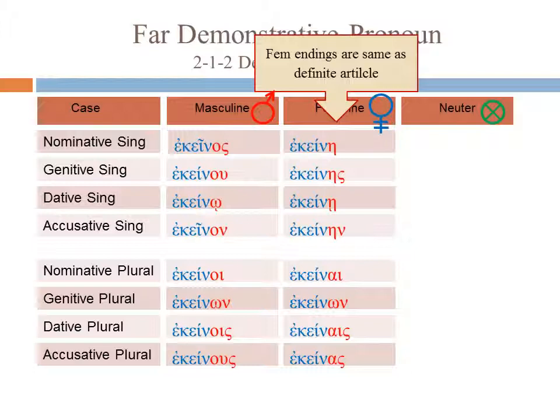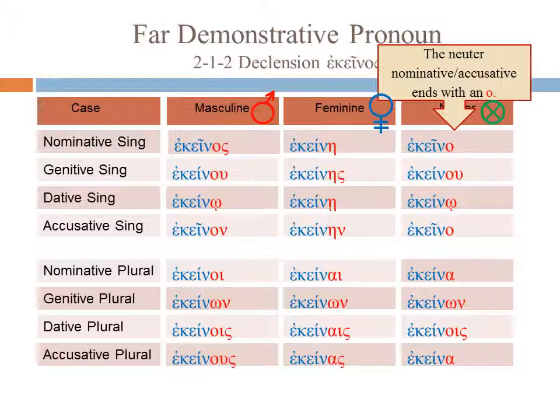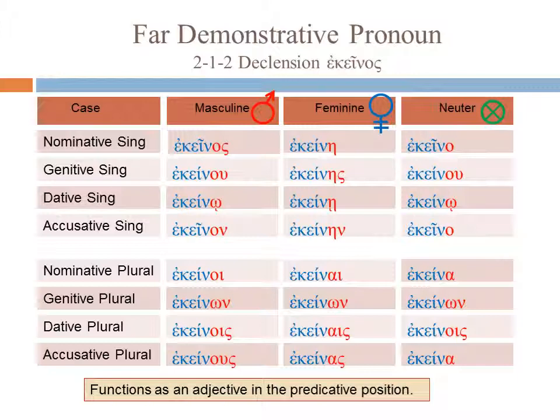First declension, eta endings all the way down. And the neuter has an omicron ending, which is the ending of the neuter, and it is consistent all the way. So all you have to do is learn this as an adjective. Ekeinos, ekeine, ekeino. That's it. And once again, it functions as an adjective in the predicative position.